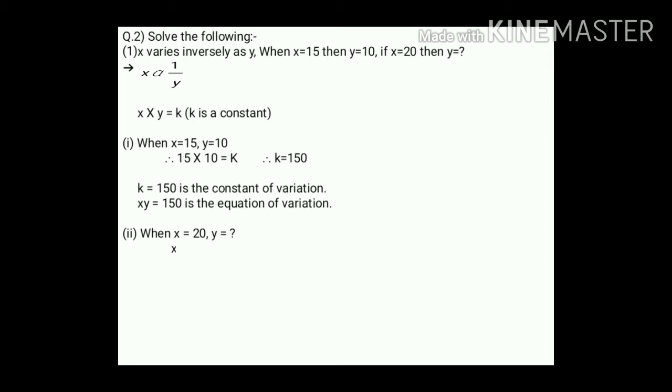Here also, children, we have to use the same formula. X into y equal to k. K is the constant. X value is given, children. Here what is given? 20 into y equal to k, 150, children. Here in the first condition we got it, children. Therefore, y equal to 150 upon 20. Here, children, 0 get cancelled. 2 divided by 15, children, we get 7.5. Y equal to 7.5.